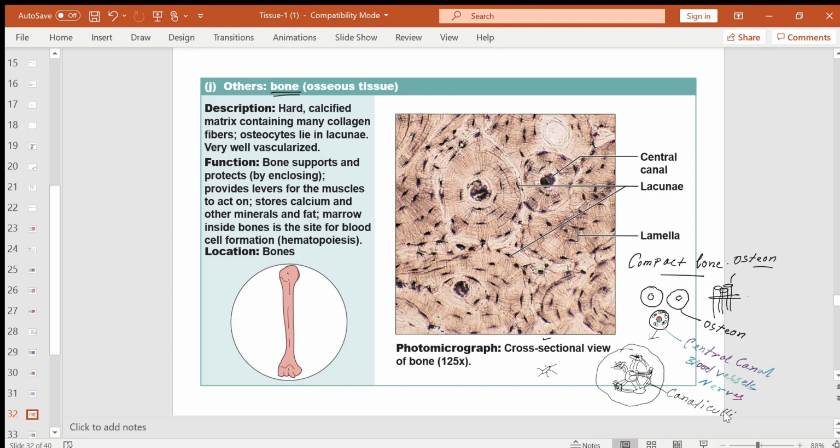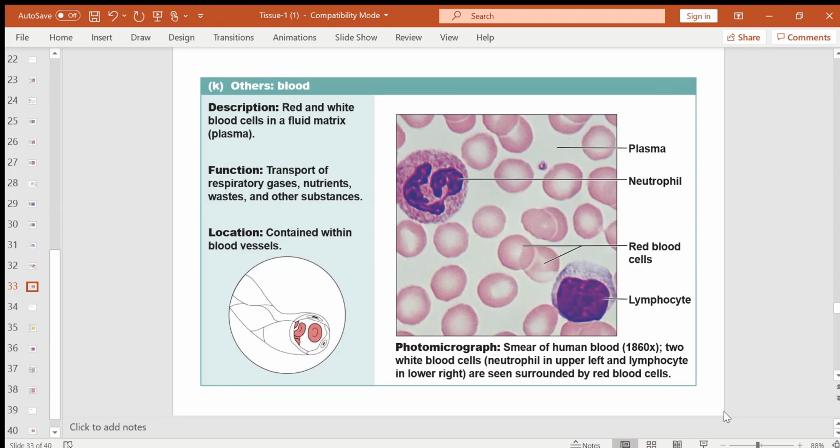and bone belongs to the connective tissue. Fluid type connective tissue is the blood. So blood is also a connective tissue. We say special type of connective tissue because it is in liquid form and it can circulate or move.